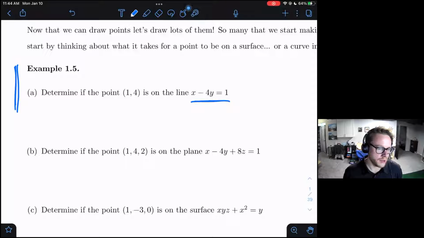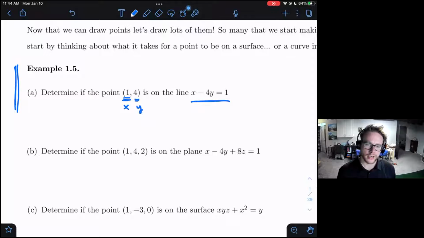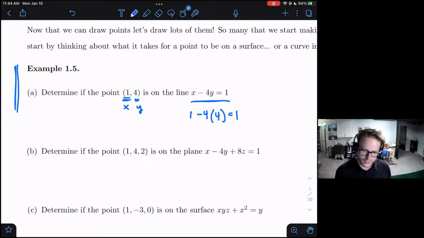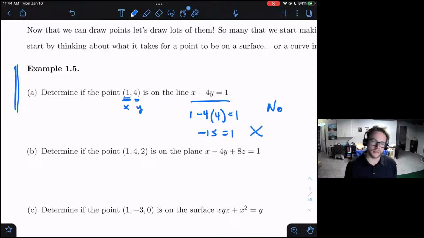Yeah, I see it here, both in the chat and in the Q&A. I appreciate it. Yes, you plug it in, you substitute. We know the first coordinate is supposed to be the X coordinate, and the second coordinate is supposed to be the Y coordinate. So we can literally substitute those in: everywhere I see an X, I plug in a 1, and everywhere I see a Y, I plug in a 4. And of course, the order matters. Then we see, does this satisfy the equation? Does this actually equal 1? In this case, we get negative 15 is equal to 1. That's nonsense.